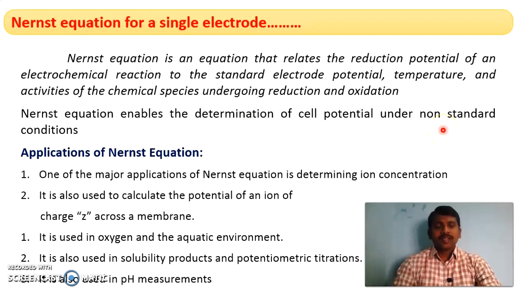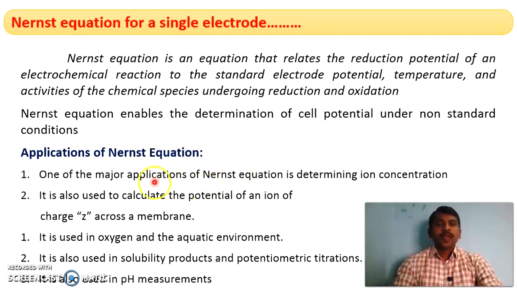Under standard conditions, the electrode potential values are already known to us. They have been determined and they are fixed. But under non-standard conditions, if we want to find out the electrode potential for an electrode, then we use the Nernst equation. Now we will discuss the applications of the Nernst equation.